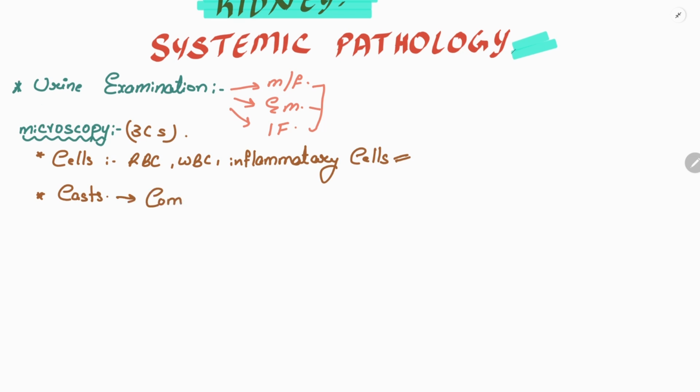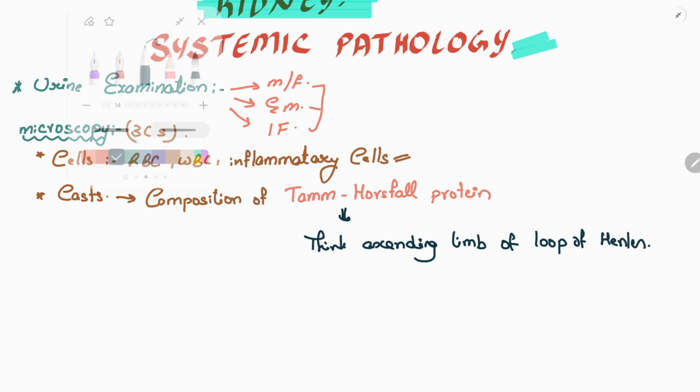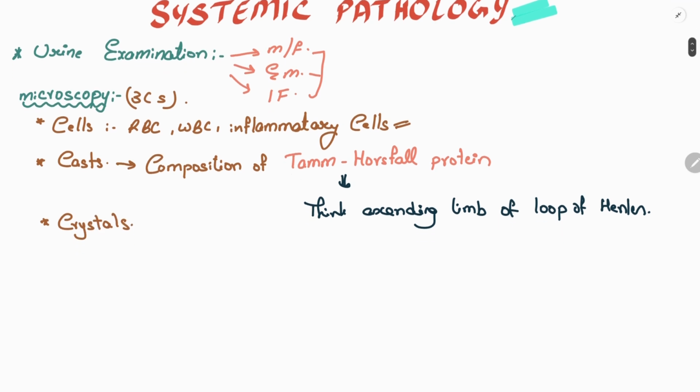These casts are composed of TAM Horsfall protein. This protein is produced in the thick ascending limb of loop of Henle. So these are nothing but the casts. And the last one is crystals. These crystals are different in different situations and in different diseases. So these are the 3 C's you must remember.